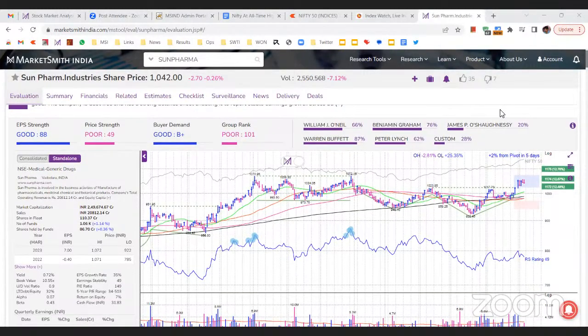Overall, the growth expectations for these chronic drug manufacturing players are very good for the year. I think there were a few problems, but now they are sorted, and these chronic players might give very good growth.